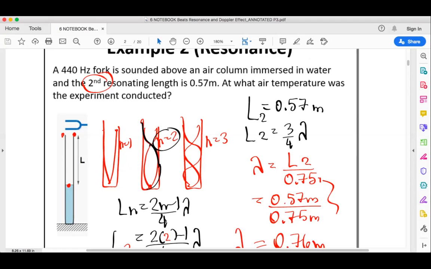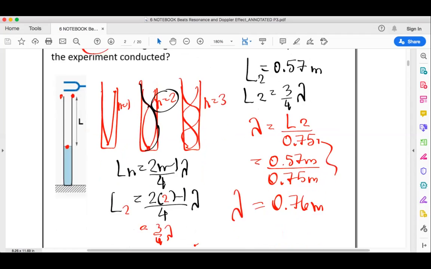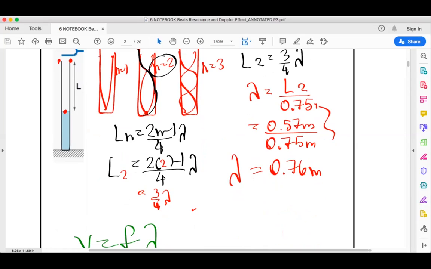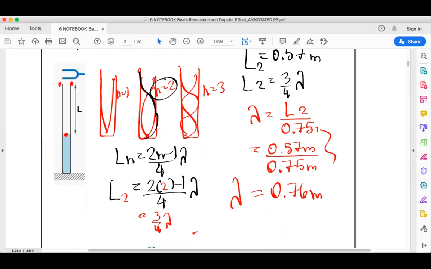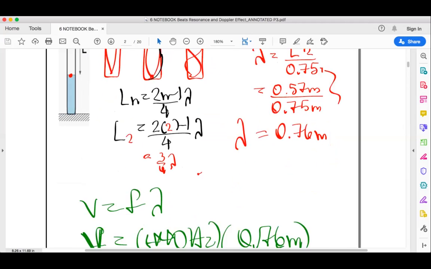And we're at the second resonating length, so we're talking about 3/4 of a wavelength. So L equals 3/4 lambda. You can also get that mathematical statement by using the equation L_n equals (2n minus 1) over 4 lambda, where if you're talking about the second resonating length, you sub in n equals 2, and you get 3/4 lambda either way. Rearranging for lambda, lambda is equal to 4L divided by 3, and you get 0.76 meters.